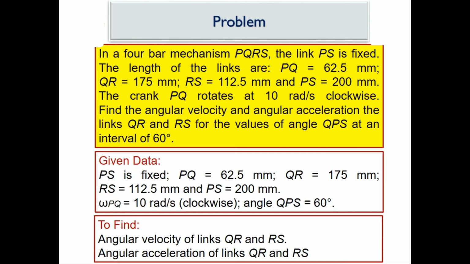We are going to illustrate steps number 5 and 6 by taking a numerical problem. What we need to find is angular velocity omega of links QR and RS, as well as angular acceleration alpha of links QR and RS. As we are aware, we have already determined angular velocity of links QR and RS in our previous video. So now our main focus will be on determination of acceleration of various links.